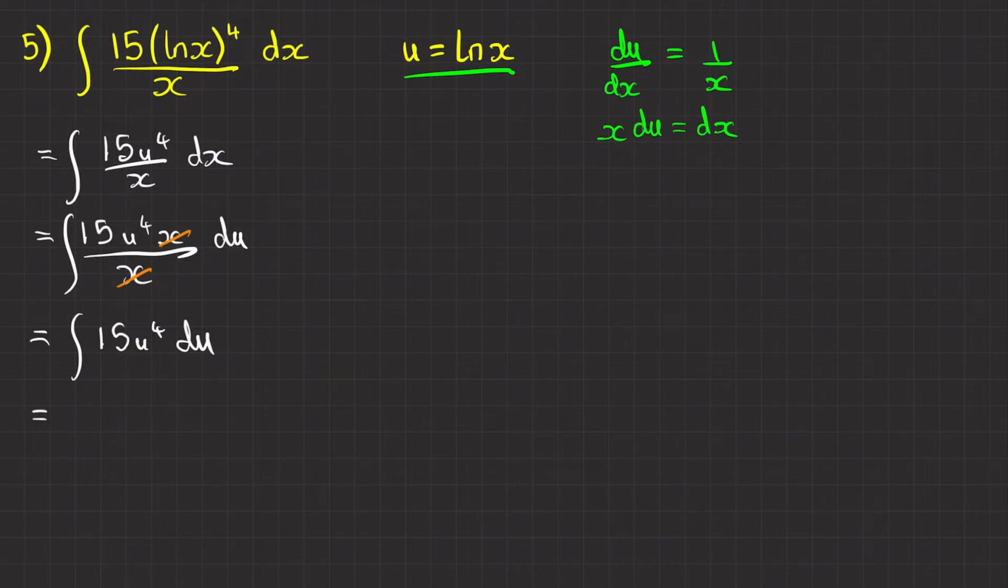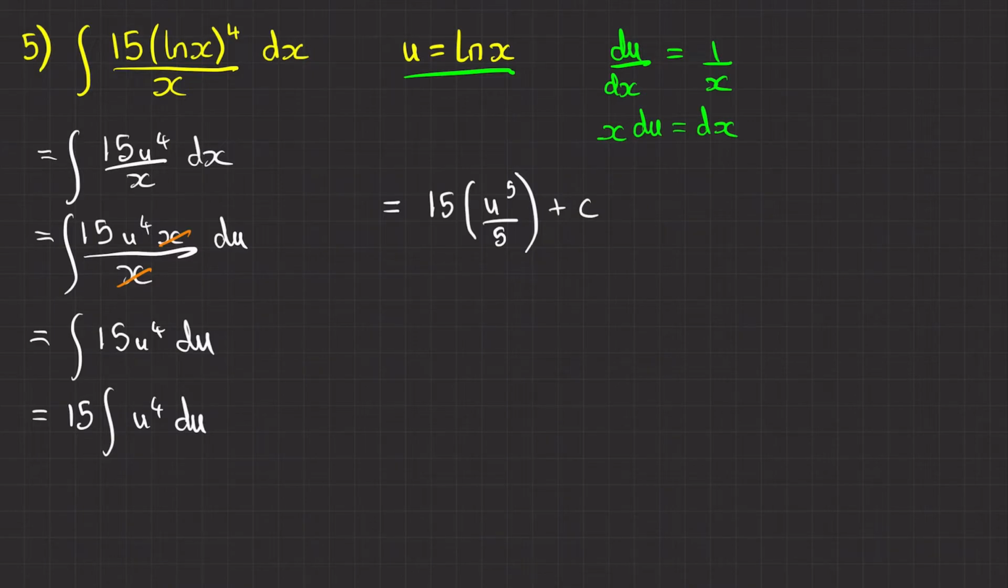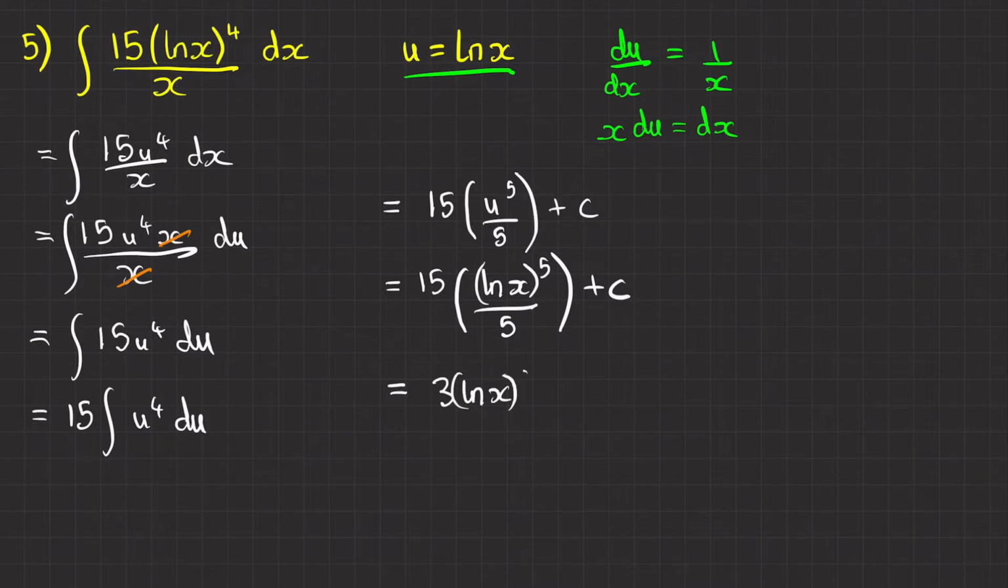I'm going to take out that constant factor of 15, so we've got 15 integral u to the 4, just to make it a little bit nicer to integrate. Now we can integrate it, so we've got 15 lots of u to the 5 over 5 plus c. Substitute back in our u value, so we'll have 15 lots of ln x to the 5 all over 5 plus c. That will give us a final answer of 3 ln x to the 5 plus c. And the reason for this 3 is 15 divided by 5 equals 3.